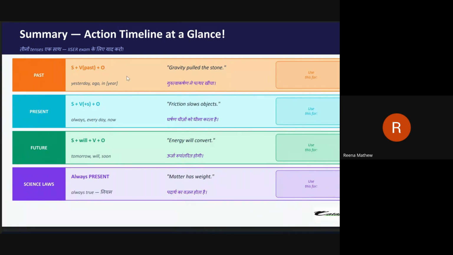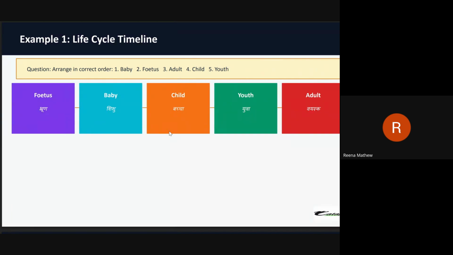So is slide mein, you see there are five words. They are not arranged in the right order. Okay, they are mixed up. So I want you to arrange this in the right order. So what will come first in this? There are five words: fetus, baby, child, youth, and adult. What is the first stage?